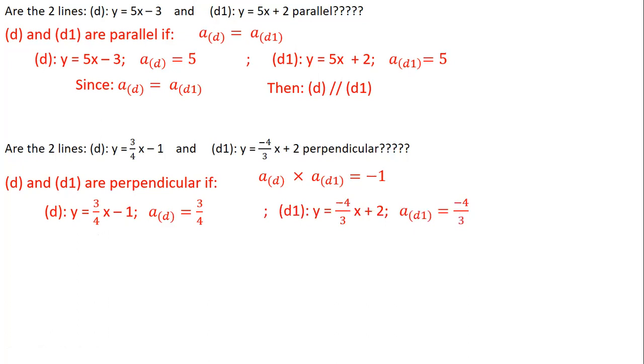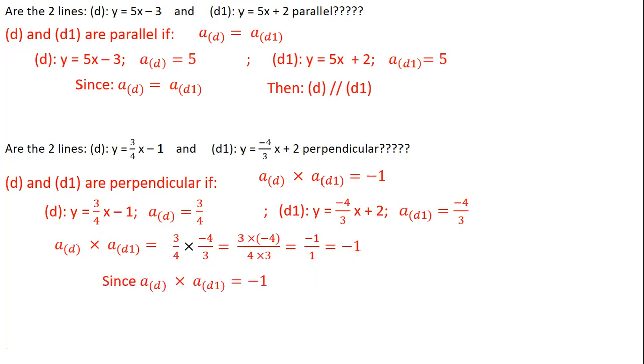Now the slope of D1 is -4 over 3. Now let's multiply the two slopes. The slope of D times the slope of D1. So 3 over 4 times -4 over 3, it is -1. So since the slope of D times the slope of D1 is equal to -1, then the two straight lines D and D1 are perpendicular.